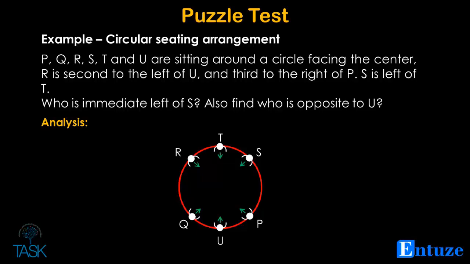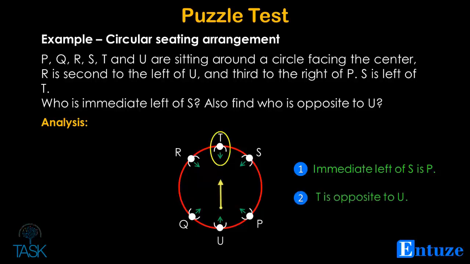Now let us answer the questions. First question. Who is to the immediate left of S? Immediate left of S is P. Next, who is opposite to U? T is opposite to U. Once the seating diagram is completed, it is very easy to answer any question asked based on the problem statement. These types of problems take a bit more time initially, but once you solve it, you can answer all 3 or 4 questions in one go.